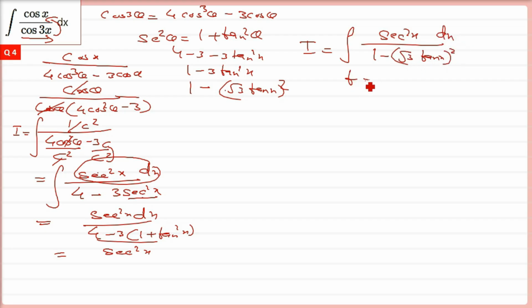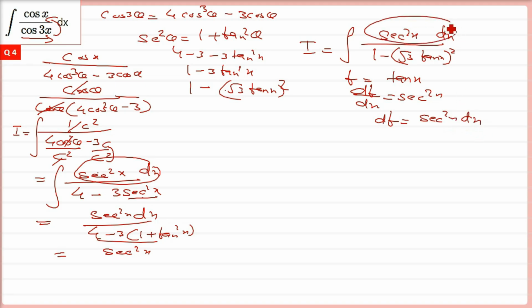Now there are two things. See, a mistake I am committing right now, or you can say not a normal way. I am writing tan x equals t. So dt by dx will be equal to sec square x, and we'll be very happy because we have got the numerator. Alright? But there is a catch. I'll just show you what is the catch. Now this is dt by 1 minus root 3 t whole square, as we have taken tan x as t.